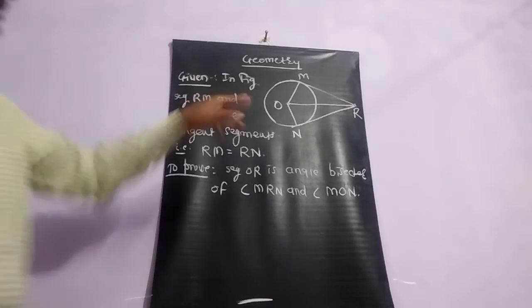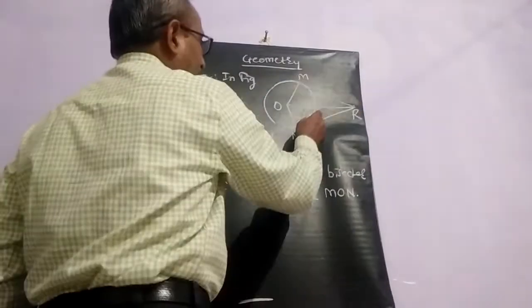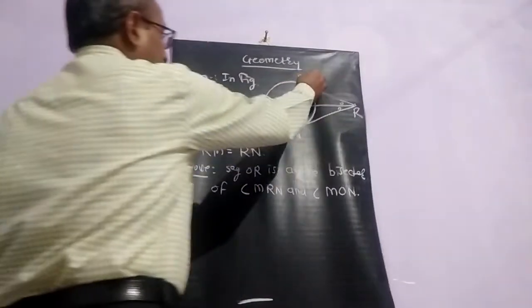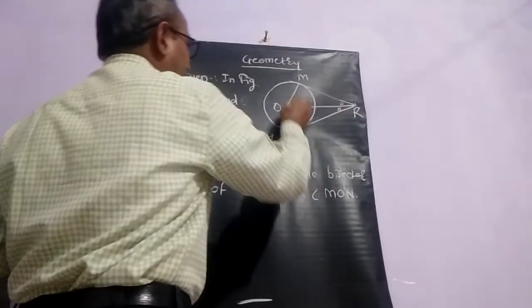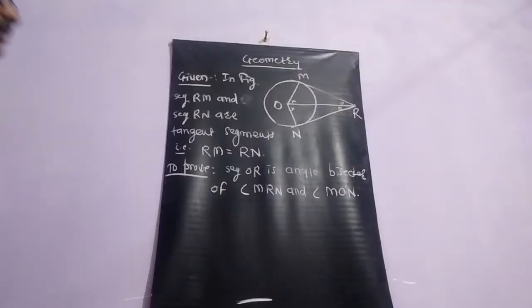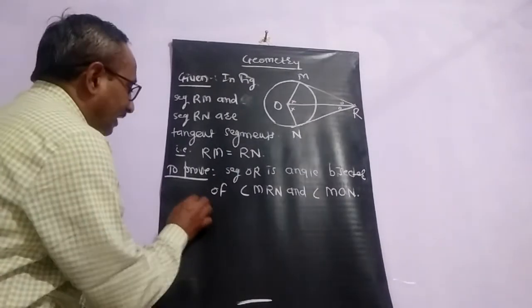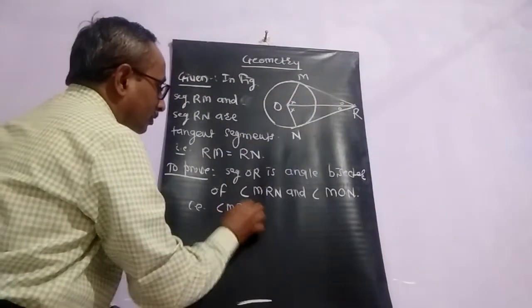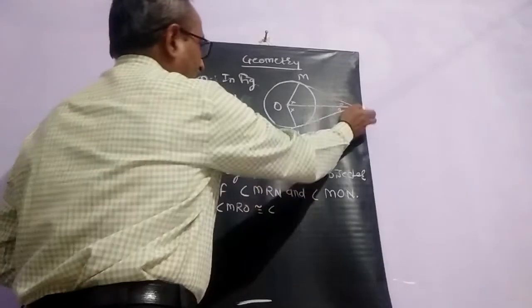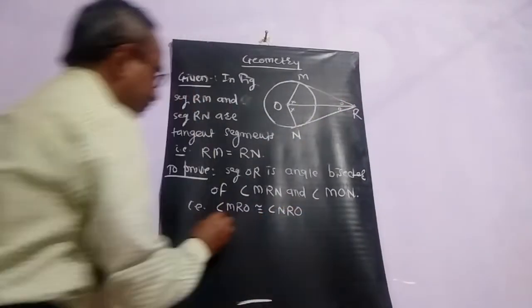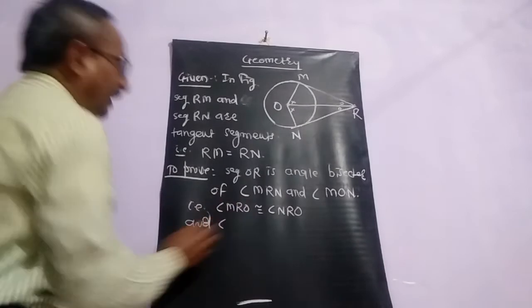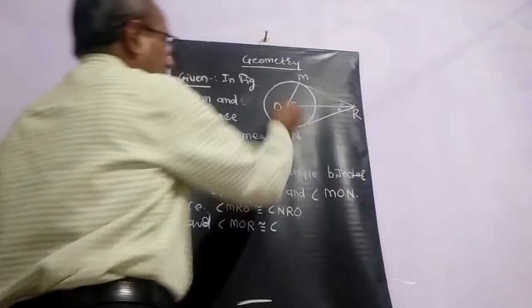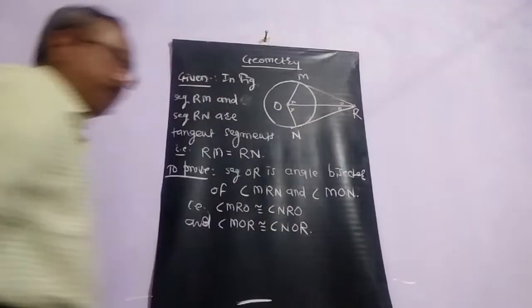म्हणजे बघा, आपल्याला असं सिद्ध करायचं आहे की OR जो आहे हा MRN चा अँगल बायसेक्टर आहे. म्हणजे हे दोन कोण आपल्याला एकरूप दाखवायचे, आणि त्याच पद्धतीने MON या अँगलचा OR हा बायसेक्टर आहे म्हणून हे पण दोन कोण आपल्याला एकरूप दाखवायचे आहे. हे या दोन गोष्टी आपल्याला सिद्ध करायच्या आहेत. म्हणजे इथे मी असं पण लिहू शकतो, दॅट इज angle MRO congruent angle NRO and angle MOR congruent angle NOR. This we have to prove.